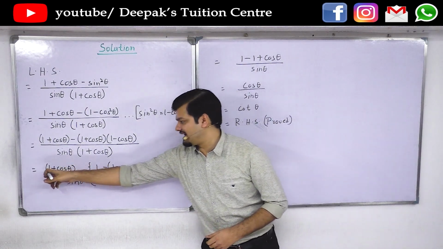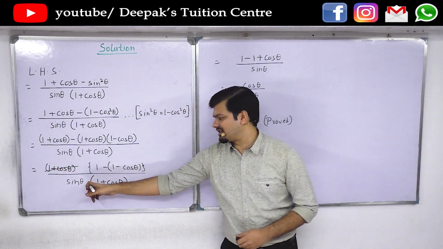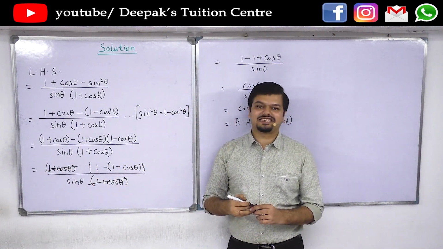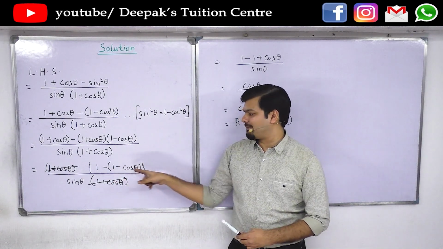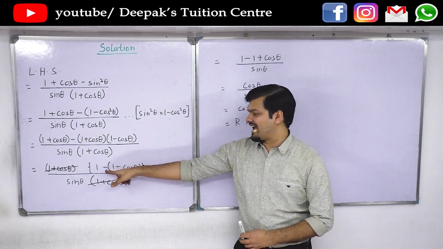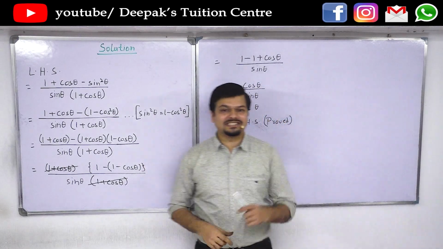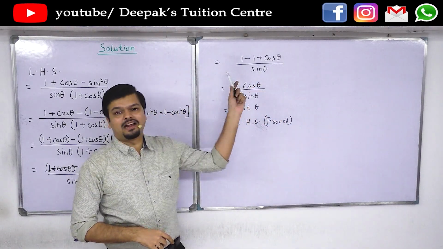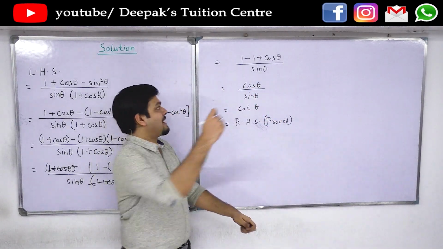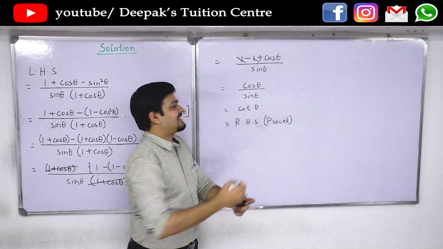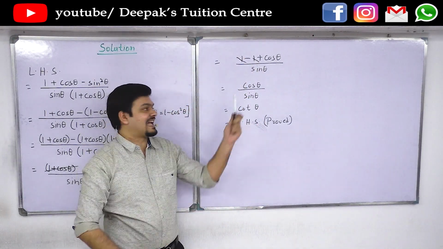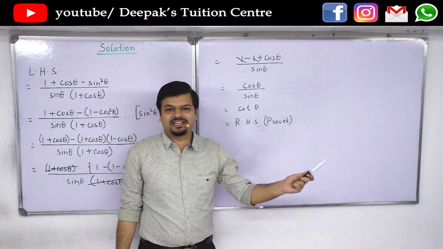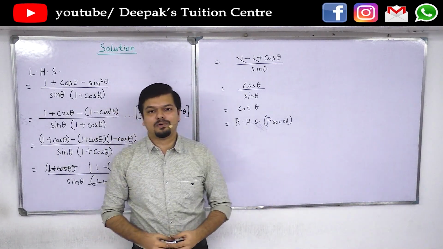Since both numerator and denominator have 1 plus cos theta, 1 plus cos theta gets cancelled off. And if we open the brackets, we get 1 minus 1 plus cos theta divided by sin theta. 1 minus 1 is equal to 0, that is cos theta divided by sin theta, which is equal to cot theta equals RHS, proved.